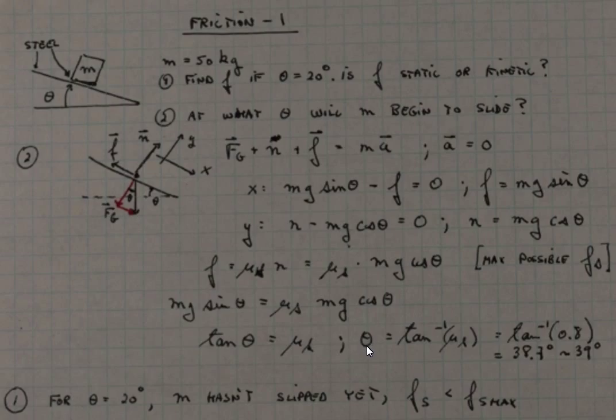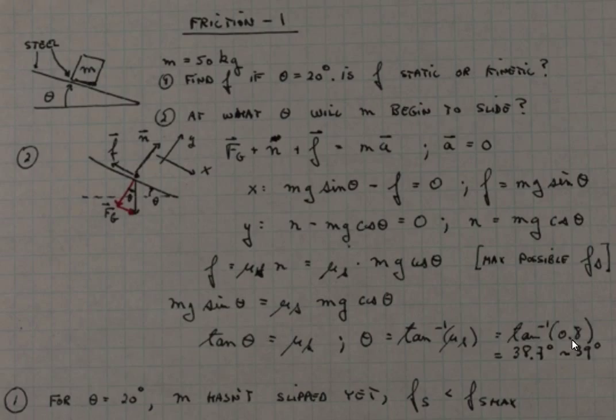And this gives me an angle. I can solve using the inverse tangent. And if I use the static coefficient of friction for steel on steel, which is 0.8, that would be the inverse tangent of 0.8, which is about 39 degrees, 38.7. So in other words, for this situation, if theta is less than 38.7, let's say 39 degrees, m will not move. It will just begin to move at 39 degrees, and then for angles larger than that, it will begin to slide down the ramp.